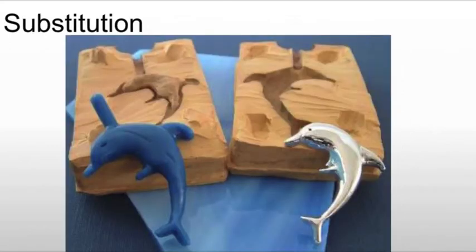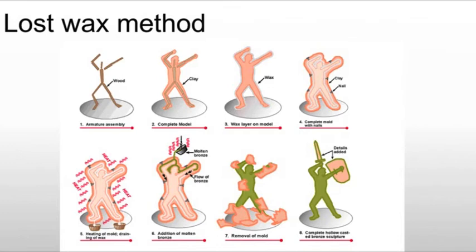Then we have substitution. This is where we're taking one material and we're going to change it for another. So in this case, I would sculpt out of wax, in this case, a dolphin, and then I would create a mold from that wax sculpture to create my finished silver dolphin. How does that work? Usually through the lost wax method. This is how we create those life-size bronze sculptures that you see, for example, at Gettysburg.